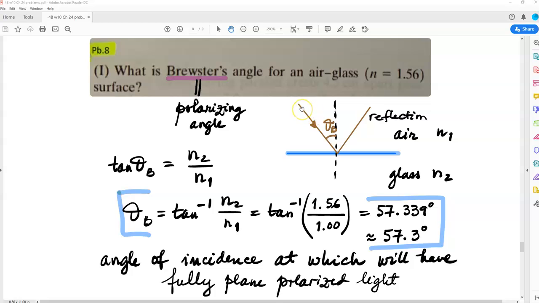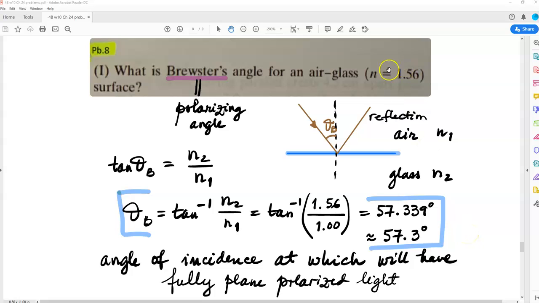It's almost like total, but it's not internal reflection, so I cannot make that comparison. So just complete polarization, I'd say, complete reflection. Brewster's angle is defined from the two indices of refraction, that of the glass and of the air in this case. We have both of these: 1.56 for the glass and 1 for the air. That leads to an angle of 57.3 degrees.